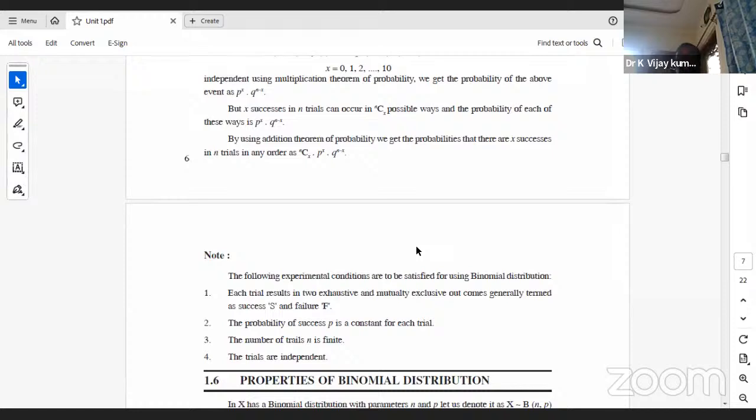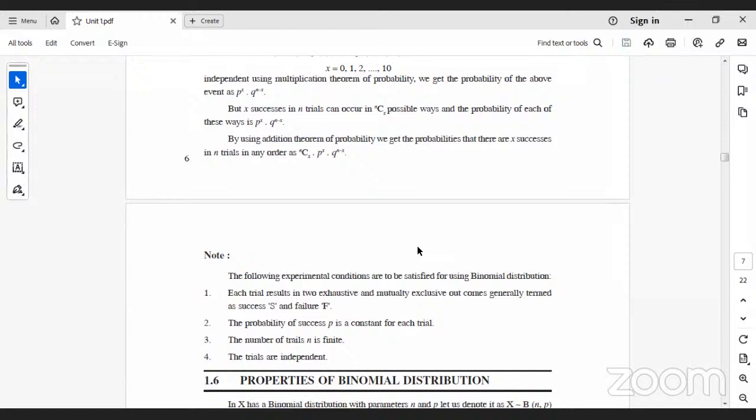So what are the conditions here? The following experimental conditions are to be satisfied for using a binomial distribution. Each trial results in exhaustive, mutually exclusive outcomes, generally termed as success S and failure F. The probability of success p is constant for each trial.